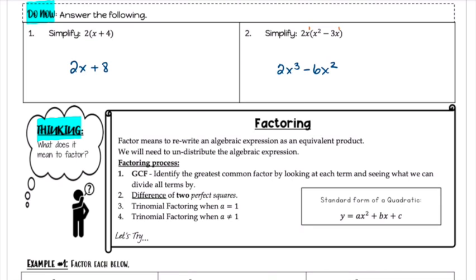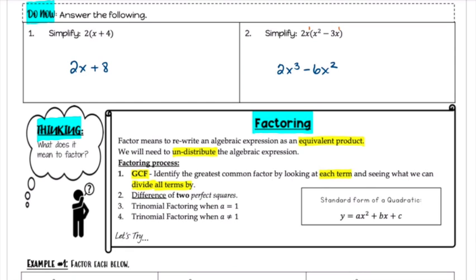Thinking for today, what does it mean to factor? Factoring skills. Factor means to rewrite an algebraic expression as an equivalent product. We will need to undistribute the algebraic expression. Factoring process: the first thing you have to identify is a greatest common factor, by looking at each term and seeing what we can divide all terms by.